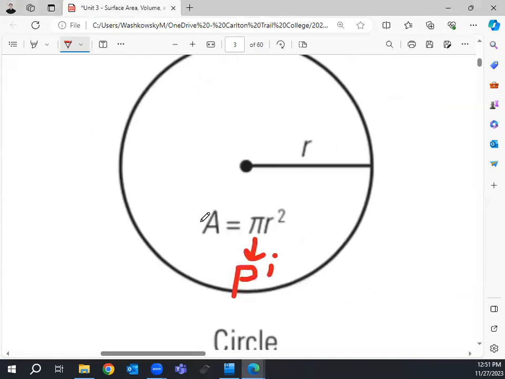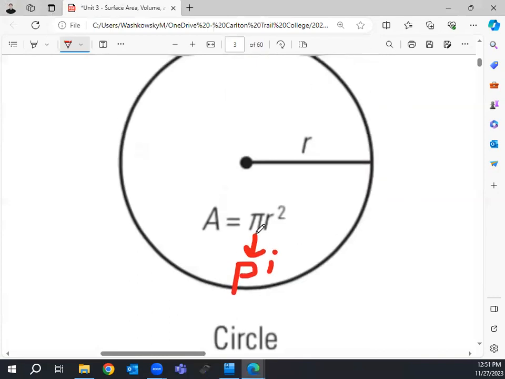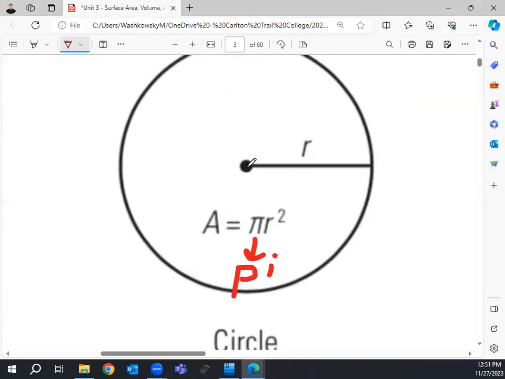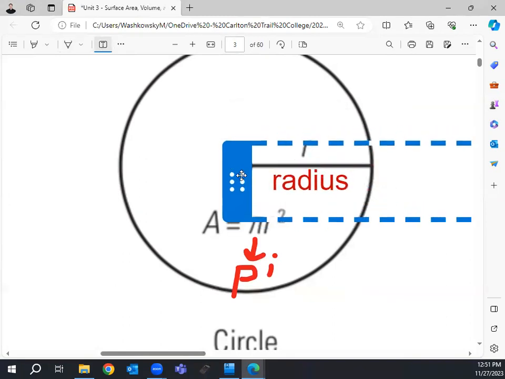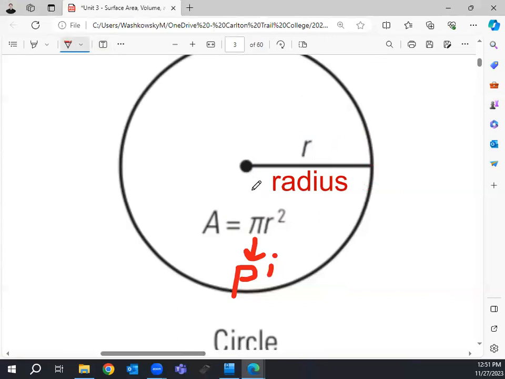So the formula here is A equals pi r squared. There's a couple things there, but you can see r here is this line. R in this case is going to be my radius. Your radius is just the measure of the line from the center of the circle in a straight line to the side. So this is our radius here, and it's just looking at the middle of the circle to the edge.